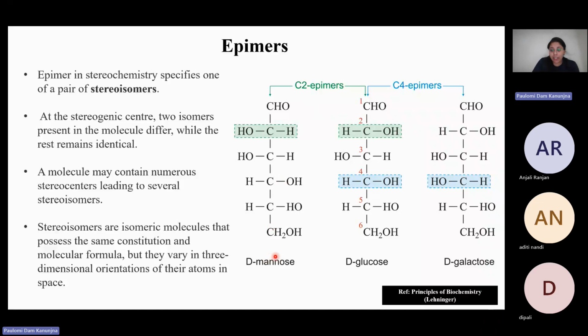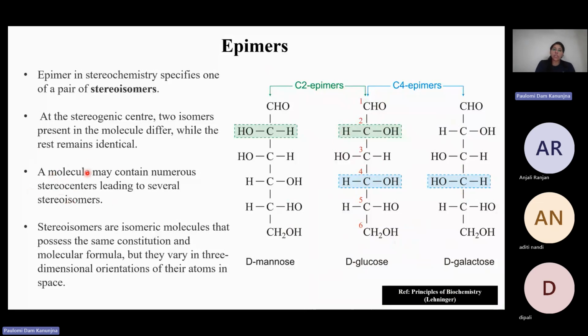So if you say D-mannose and D-glucose, you look into C2, they are epimers. If you look into D-glucose and D-galactose, glucose is the same at the second site with galactose. However, it is different at the fourth carbon, where it has OH on the right, while this has H on the right. So this is a C4 epimer.